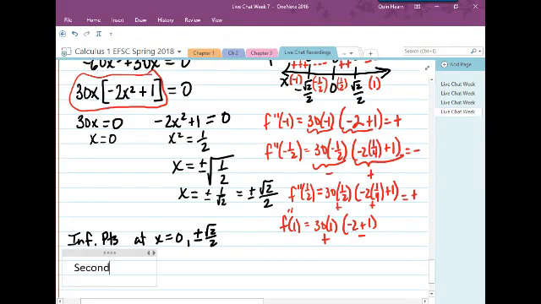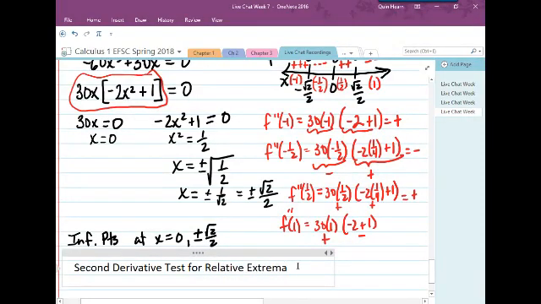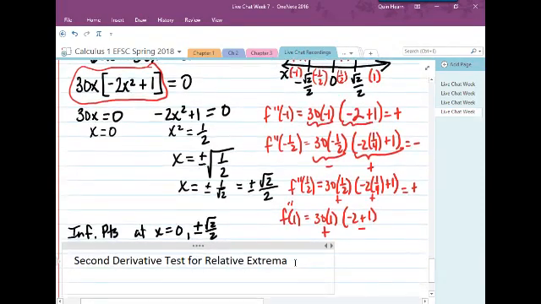Okay, so let's talk about the second derivative test for local extrema. Or let's call it relative extrema. Different textbooks use those two terms interchangeably, so you can say either.